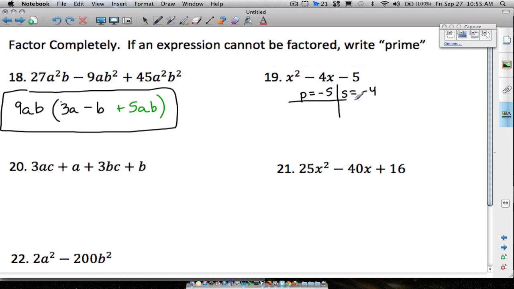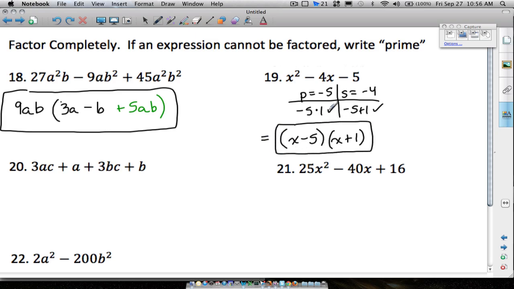Not going to waste too much time here. We've done plenty of these. Two numbers that multiply to give us -5 and add to give us -4 is going to be -5 times 1. That does give you -5. And if you take -5 plus 1, the sum, that does give you -4. So therefore we come back and write our two binomials as x with the -5 and then an x with a +1. That's all we can do there for that problem. Totally factored. So that was a product sum right there.